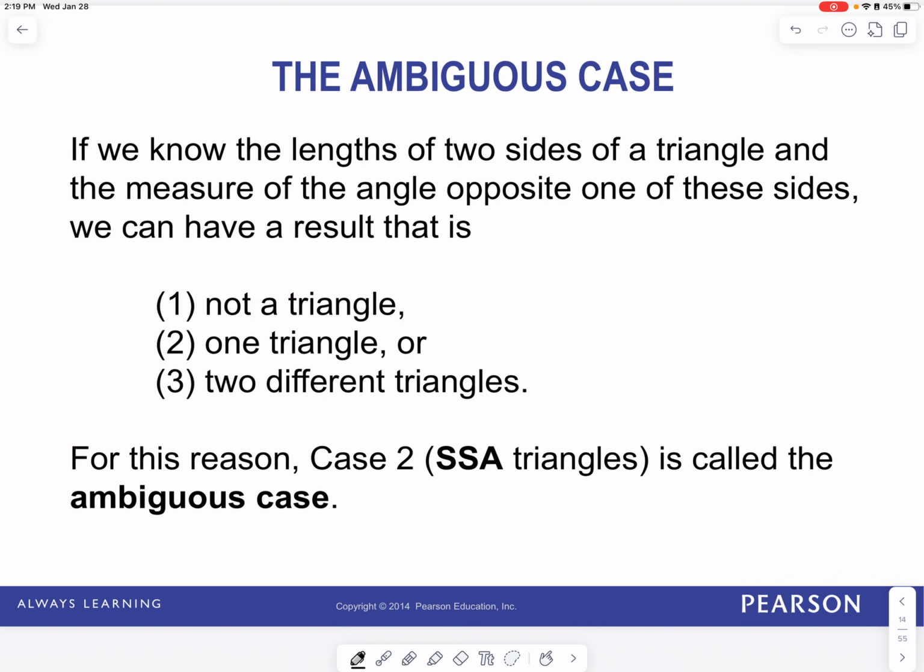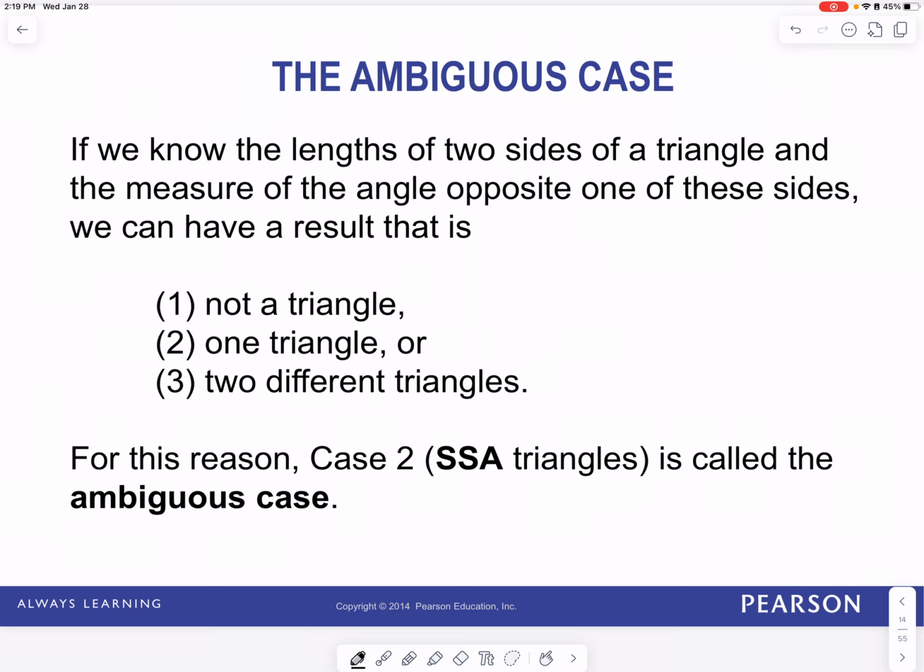Okay, so now we have this ambiguous case. So we started with like two different cases, right? Where angle B was acute. That was like the first one we worked. And then we did another where angle B was obtuse. And then we kind of worked that one.